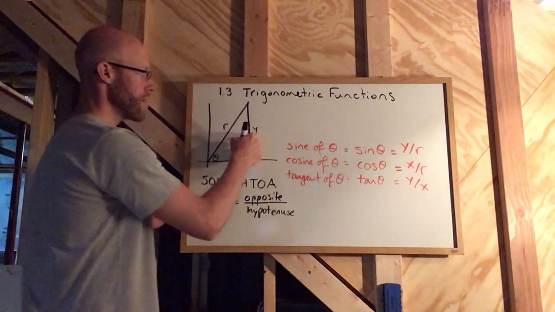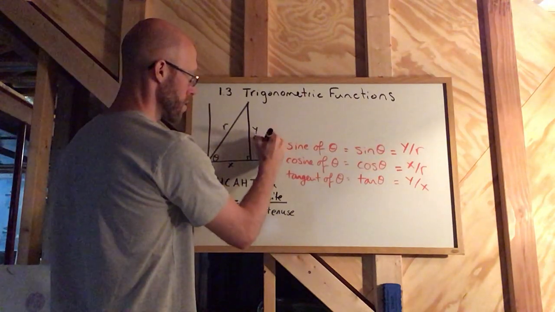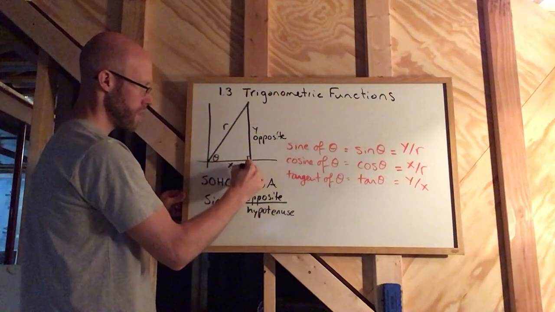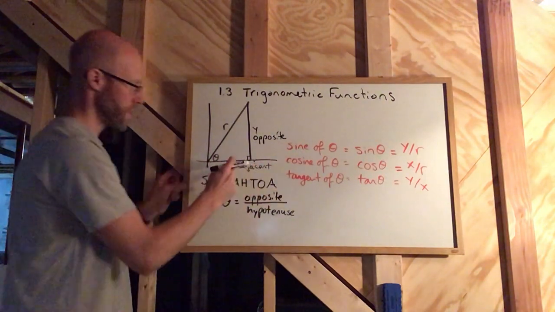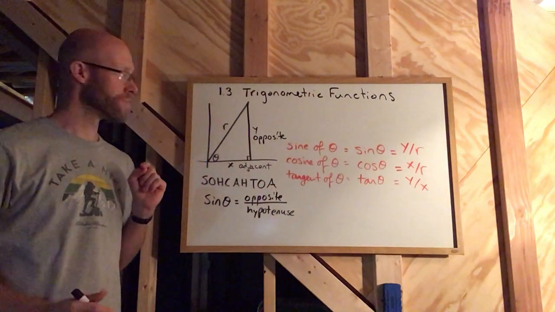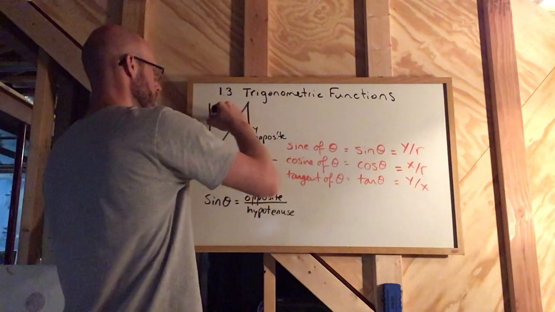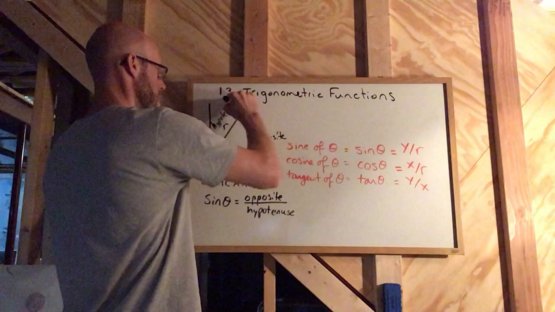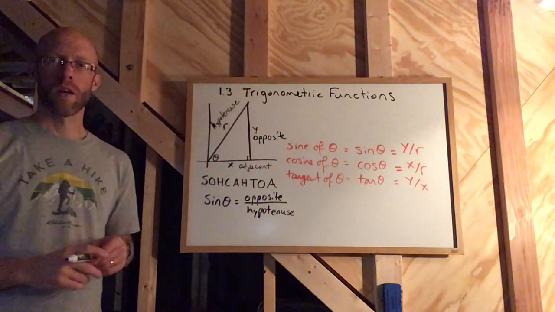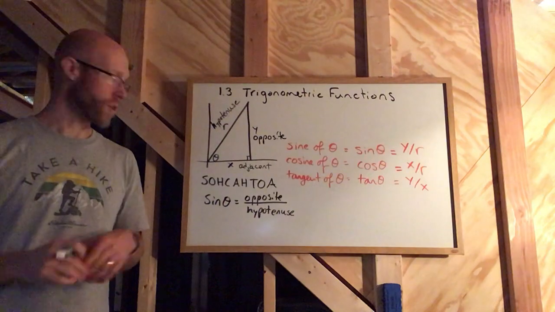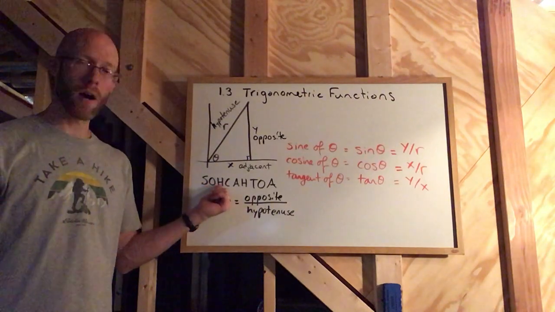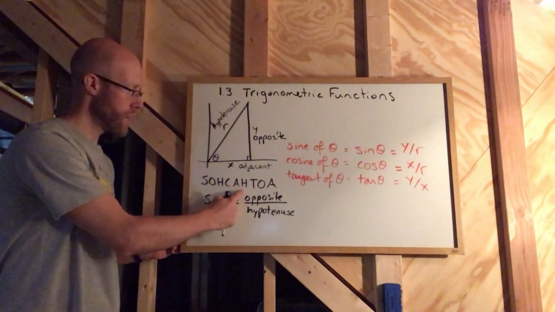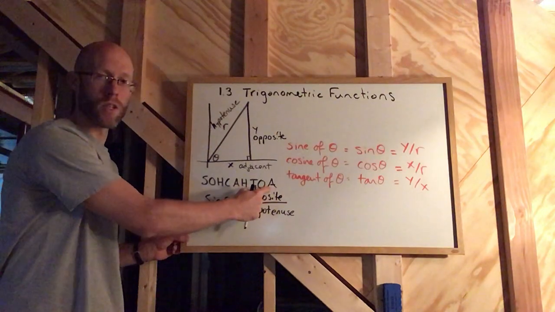Essentially, the y side, the vertical side, is the opposite here. And the x side is what we call the adjacent. Right? Because it's right next to the theta, the angle. And then, of course, the r is called the hypotenuse. And so that should help us to structure this. So we've got the sine is opposite over hypotenuse. The cosine is adjacent over hypotenuse. And the tangent is opposite over adjacent.